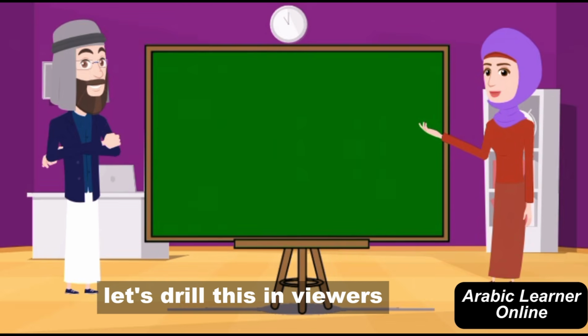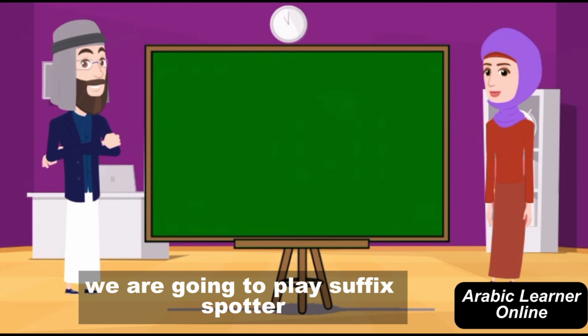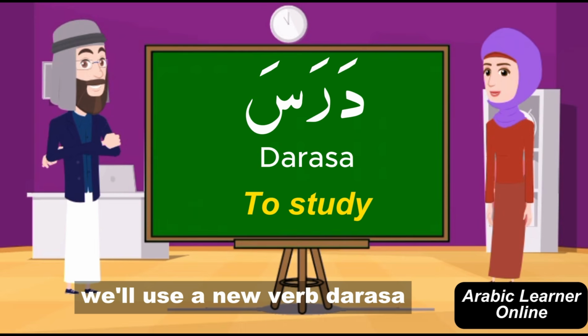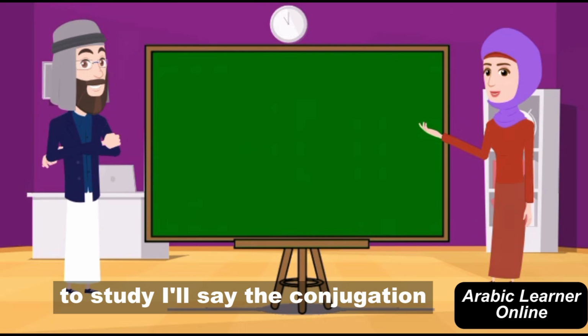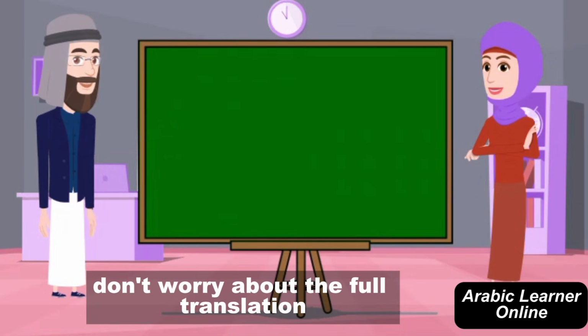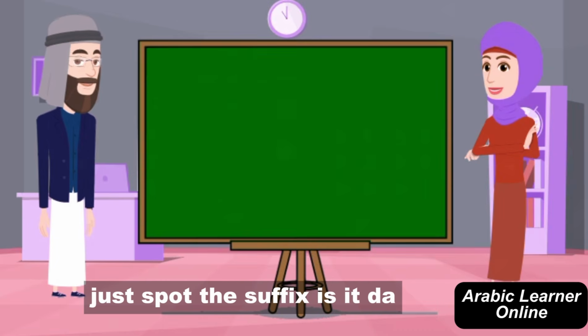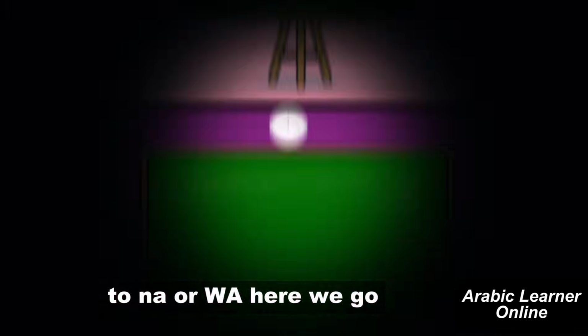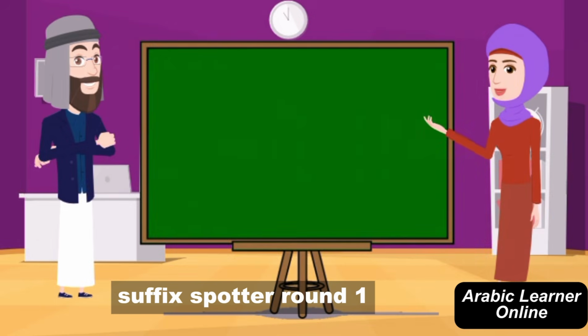Let's drill this in. Viewers, we are going to play suffix spotter. We'll use a new verb, darasa, to study. I'll say the conjugation and you tell us the pronoun instantly in the comments. Don't worry about the full translation. Just spot the suffix. Is it ta, tu, na, or waw? Here we go. Suffix spotter, round 1.